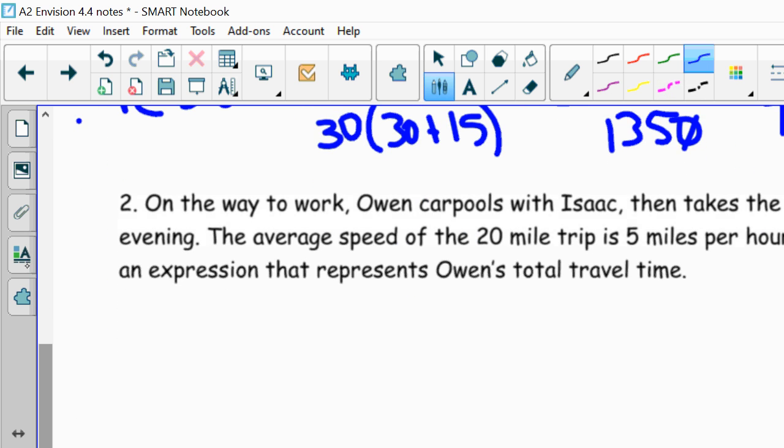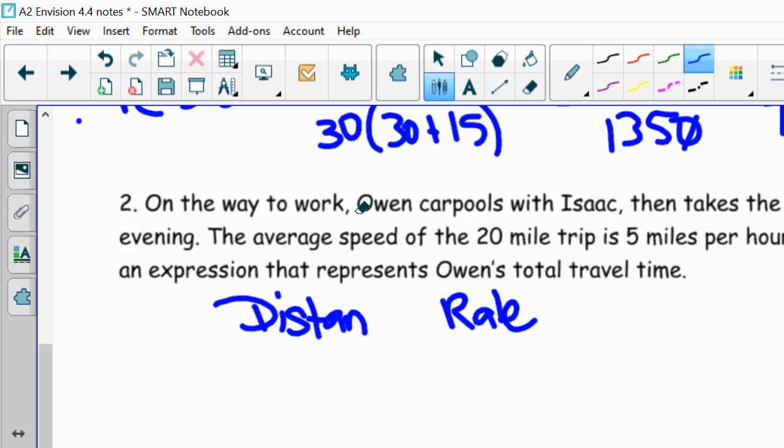Now it says, on the way to work, Owen carpools with Isaac, then takes the city bus back home in the evening. The average speed of the 20-mile trip is 5 miles per hour faster in the carpool. Write an expression that represents Owen's total travel time. Here they just want us to write the expression. Again, let's make a chart of distance, rate, and time. Again, we're just going to do a car and a train.